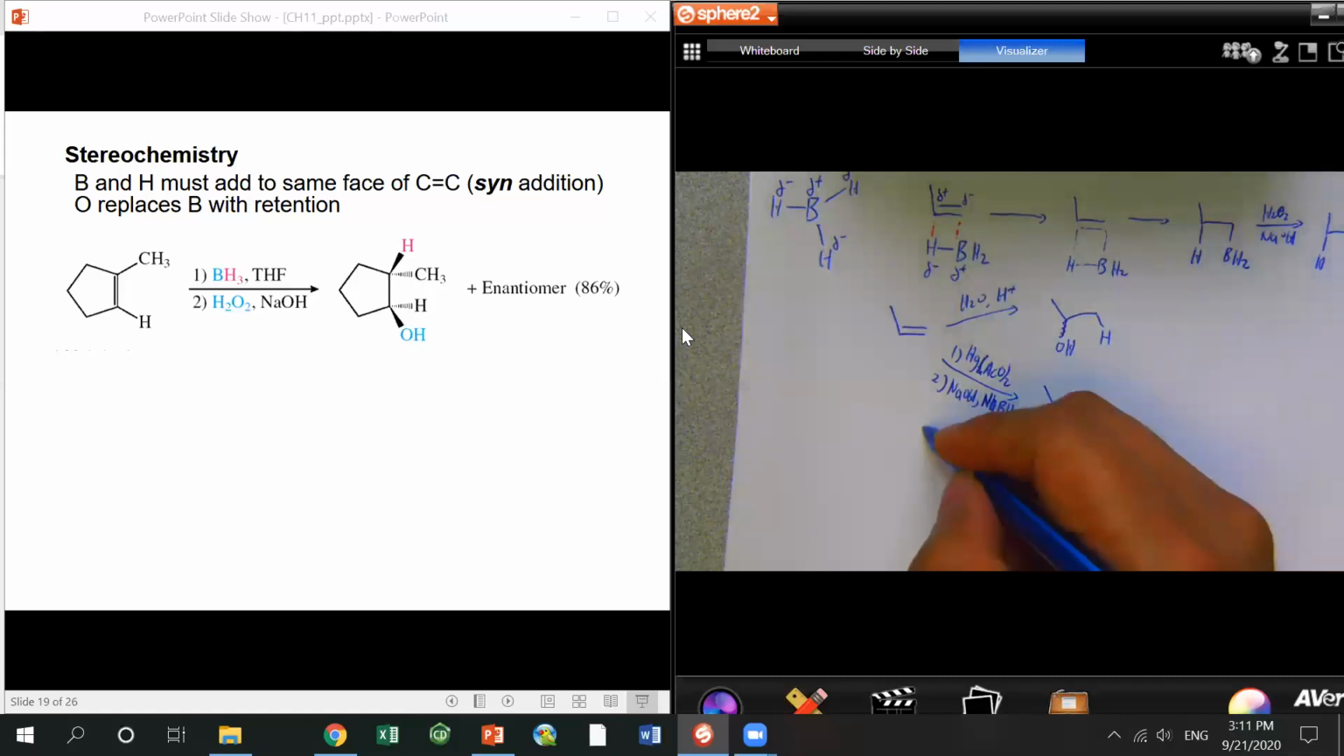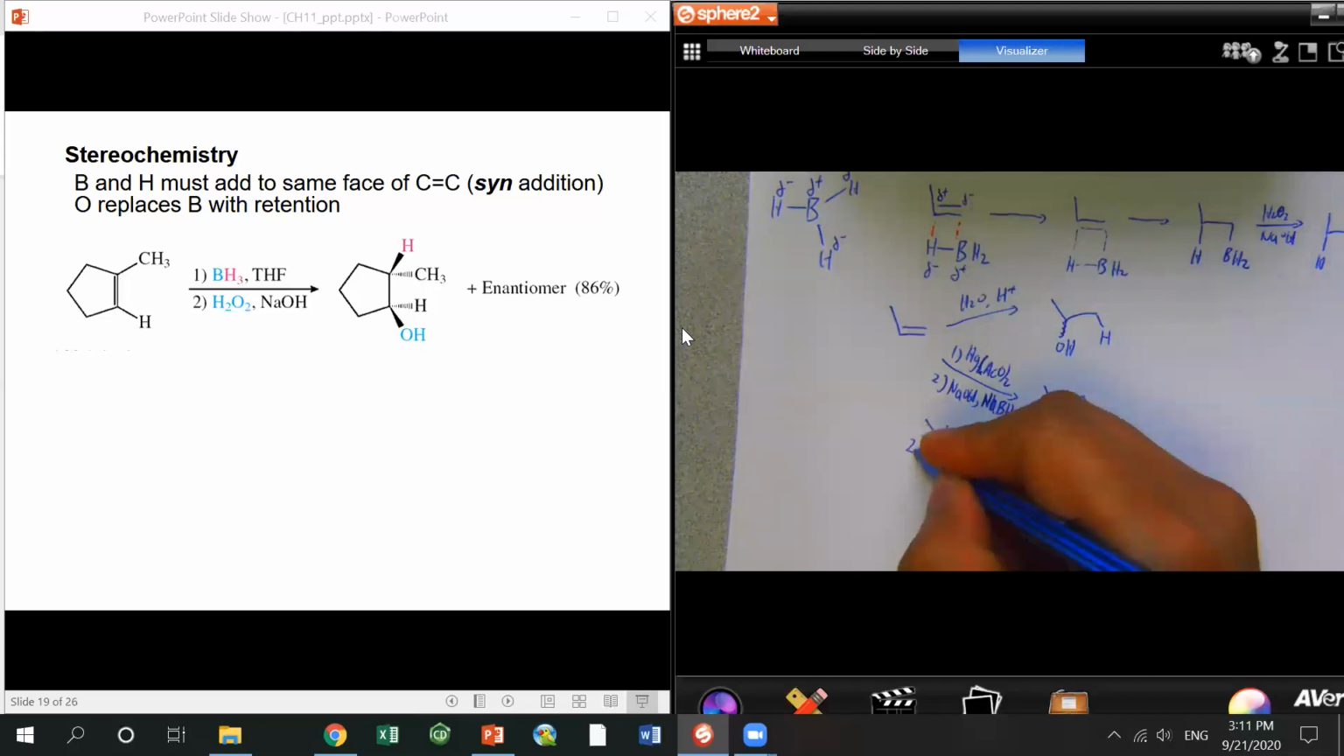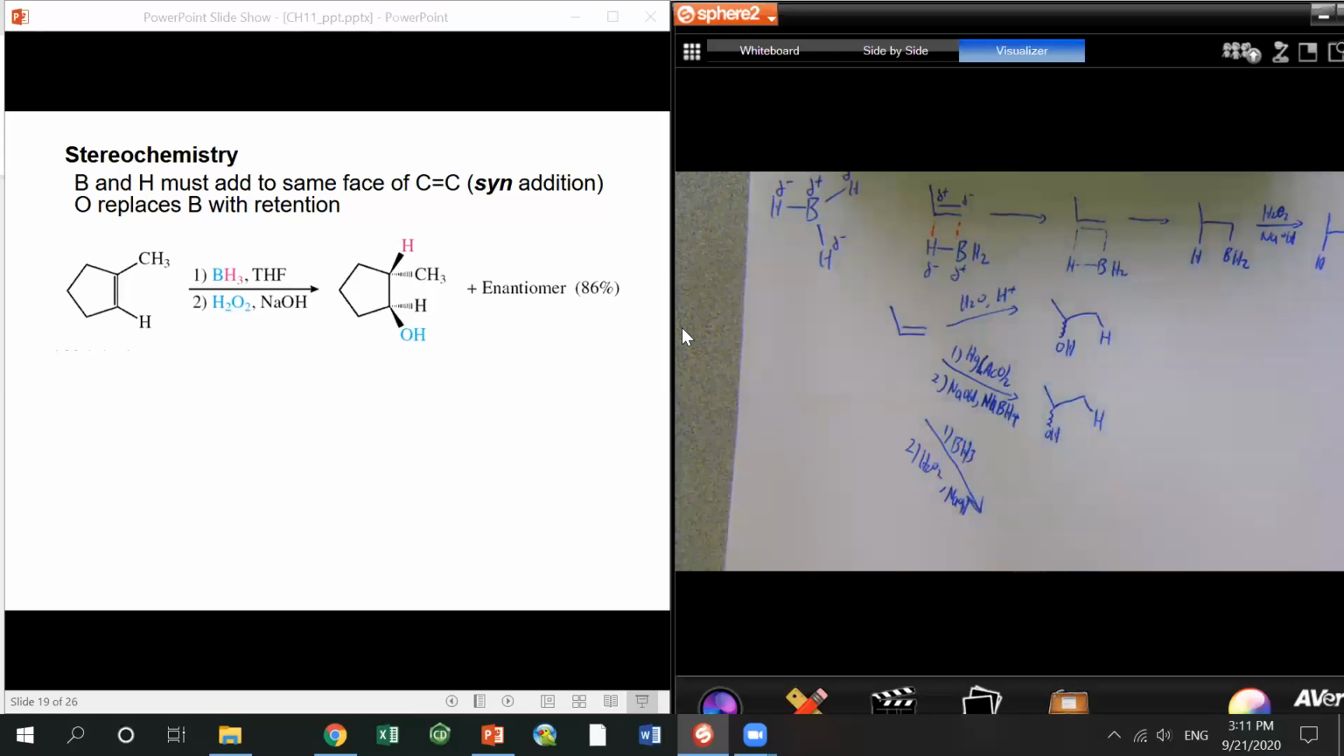And then the last one we learned today is the hydroboration oxidation reaction. So BH3, and then step 2 is H2O2, NaOH. Right, so for this one.